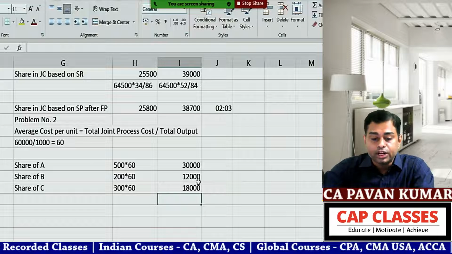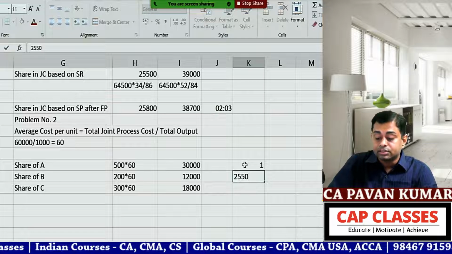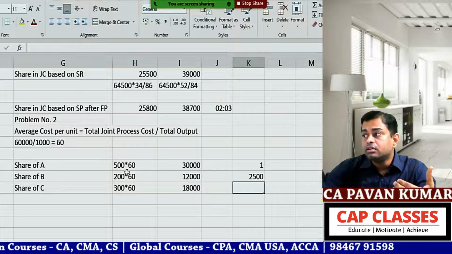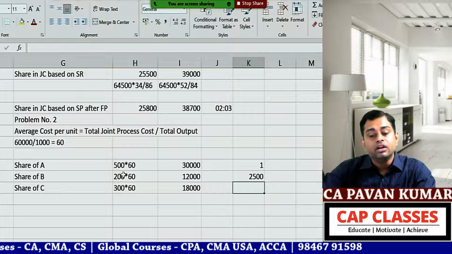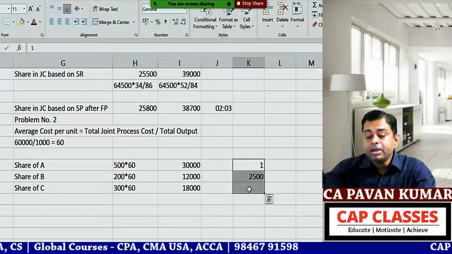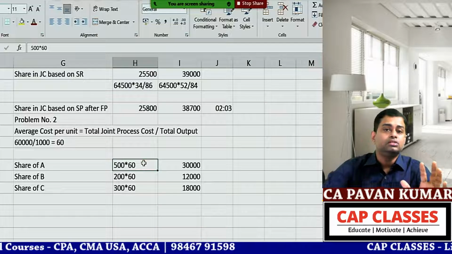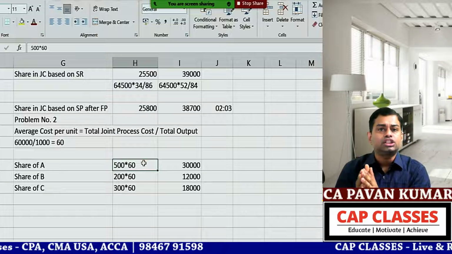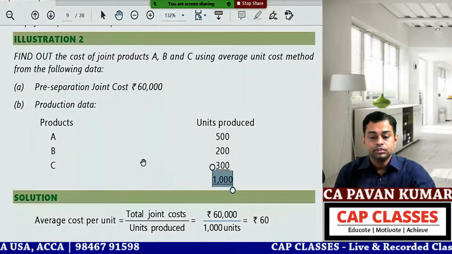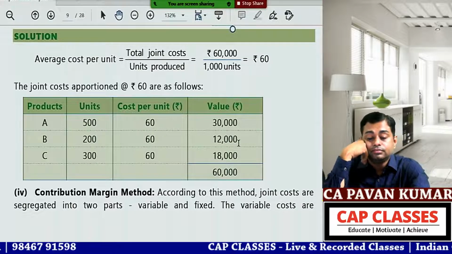But this is the most foolish method. Why is this the most foolish method, you know? Imagine A's selling price is 1 rupee, B's selling price is 2,500 rupees. So you are getting so many products, but their values could differ, no? Their selling prices could differ. So how can you consider this 500, 200, 300 as same? Maybe in a situation where you believe that their values are same, then you can do this. But this average unit cost method, or the physical quantity method you call, is one of the foolish methods. Is this the answer we have got? 30,000, 12,000, 18,000.